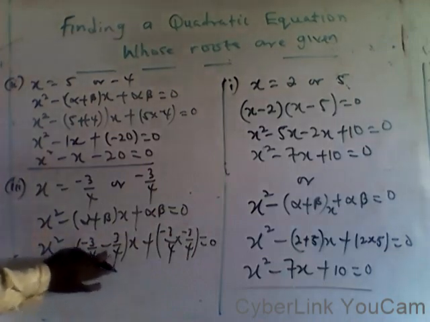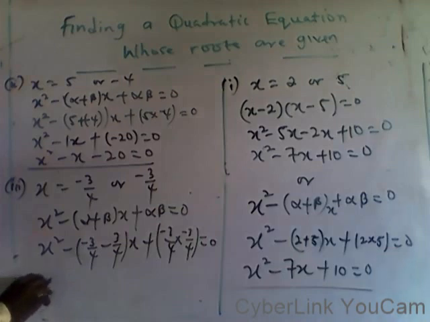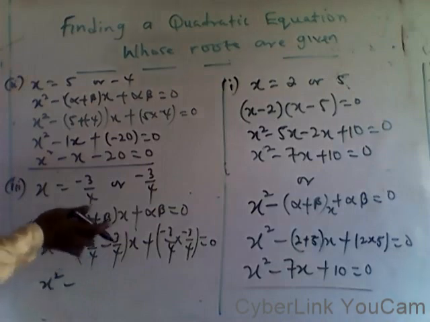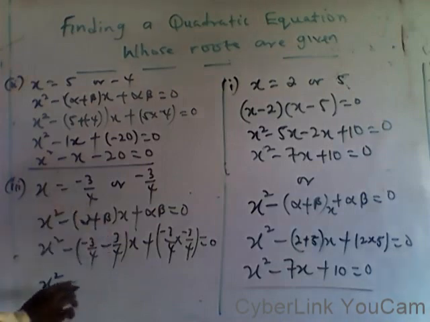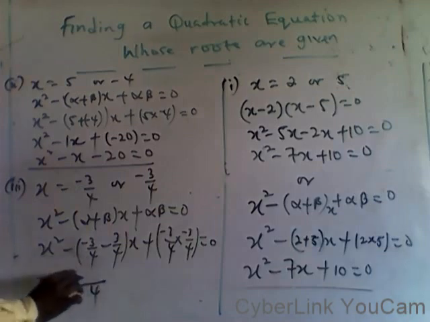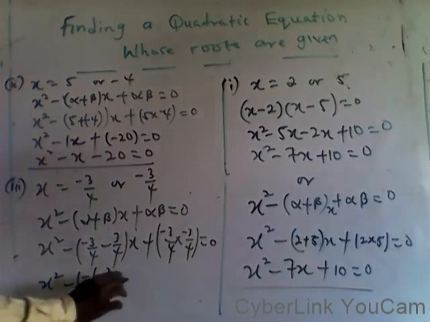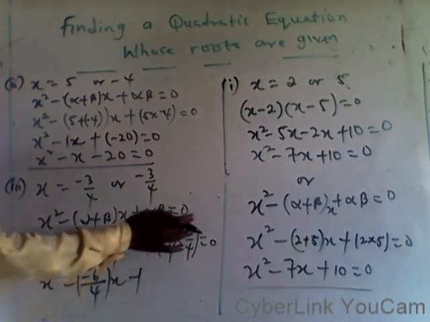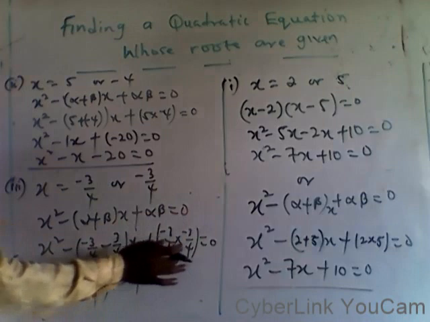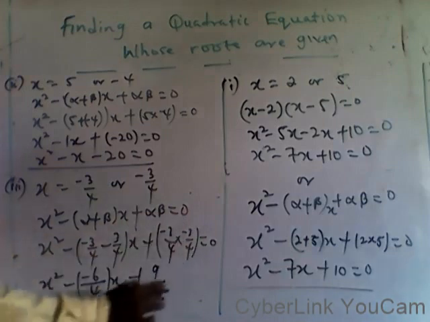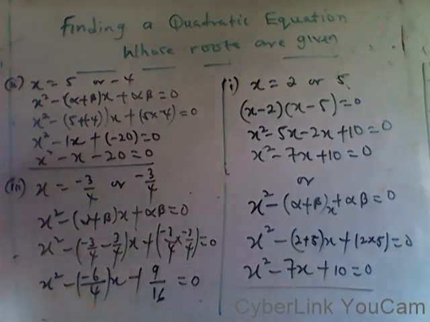So what do you do? You are going to find the LCM here. You have s squared minus, the LCM of 4 and 4 is still 4, so minus 3 minus 3 is minus 6, over 4. Then you have your s here. Then plus minus 3 times minus 3, that is 9, and 4 times 4 is 16, equals 0. You get that?